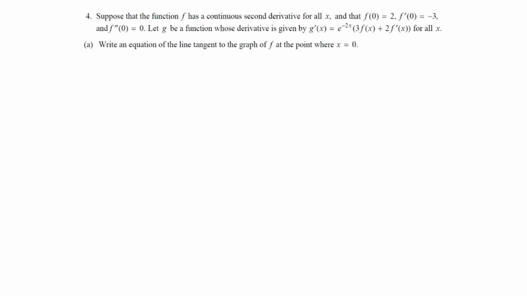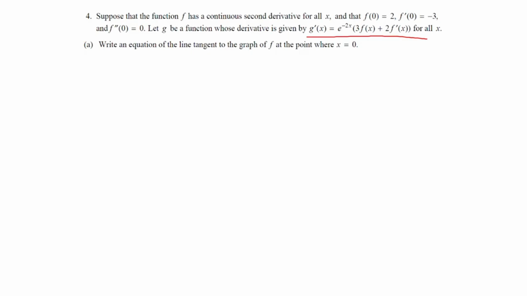All right, this is question number 4 from the 1999 AP Calculus AB exam. It's a function FRQ. We're given a function f with a continuous second derivative for all x, and we're told that f of 0 is 2, f prime of 0 is -3, and f double prime of 0 is 0. And also g is a function that is defined by its derivative. I'm not going to read all that out, but that's the derivative of g.